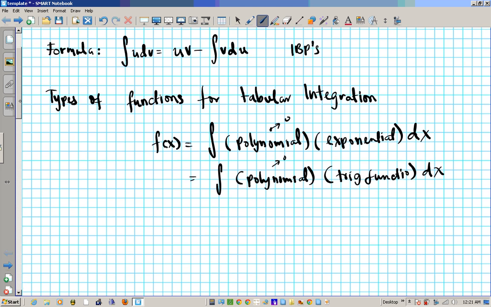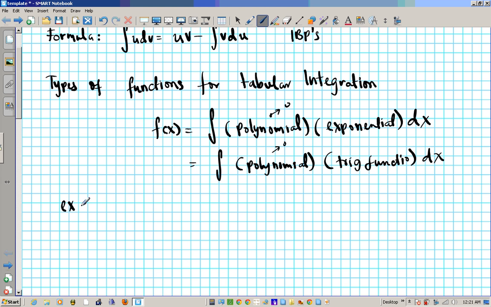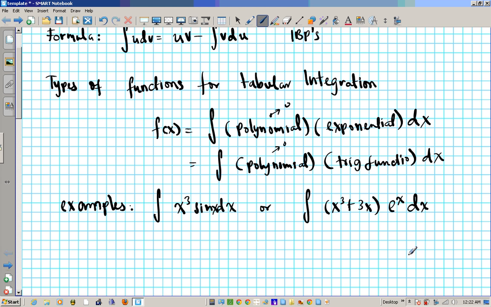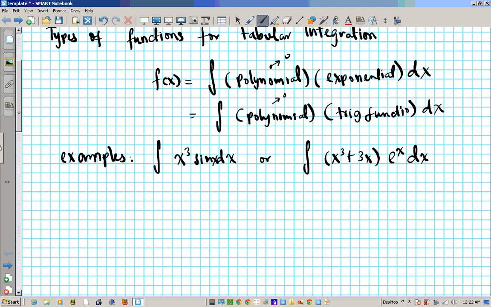Okay, so what are some examples? Let me give you some concrete examples of functions where you use tabular integration. If you have something like the antiderivative of x to the third sine x dx, this is an ideal candidate for tabular integration. Or let's say the antiderivative of x to the third plus 3x times e to the x dx. This is another excellent example. Let's try out an example, and then hopefully that'll help you deepen your understanding.